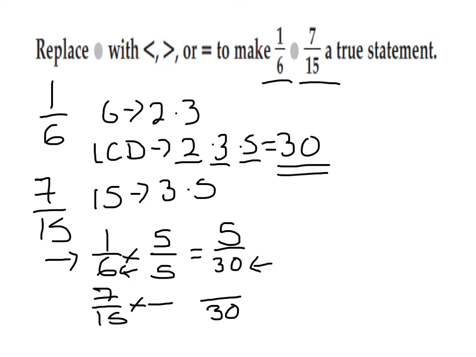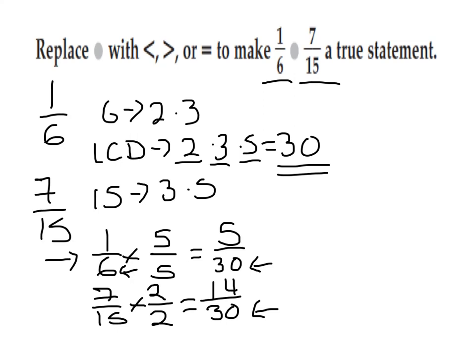Now we're going to do the same thing to 7 over 15. 15 times what equals 30? And we say to ourselves that's 2. And whenever we do this, whatever we do on the bottom, we do on the top. So 2 over 2. It's like multiplying by 1. 2 times 7 is 14. Alright, now we have 2 fractions with the same denominator.